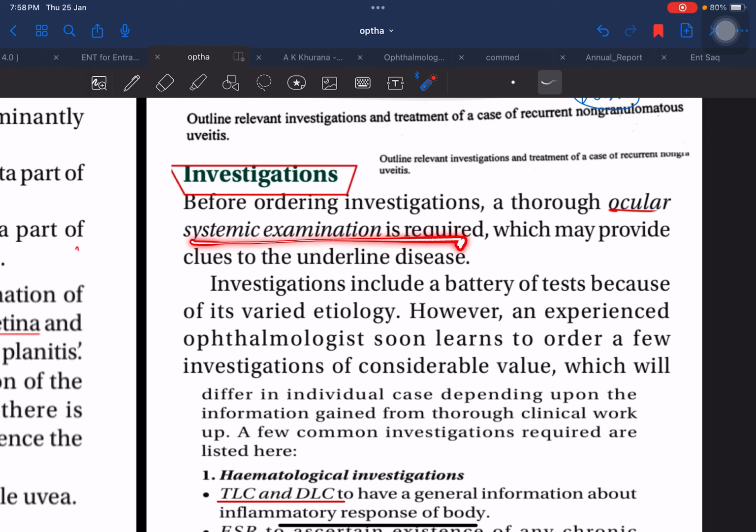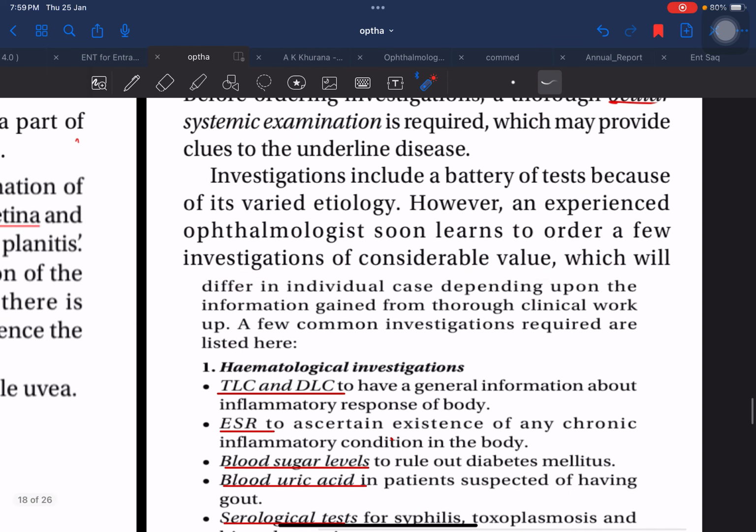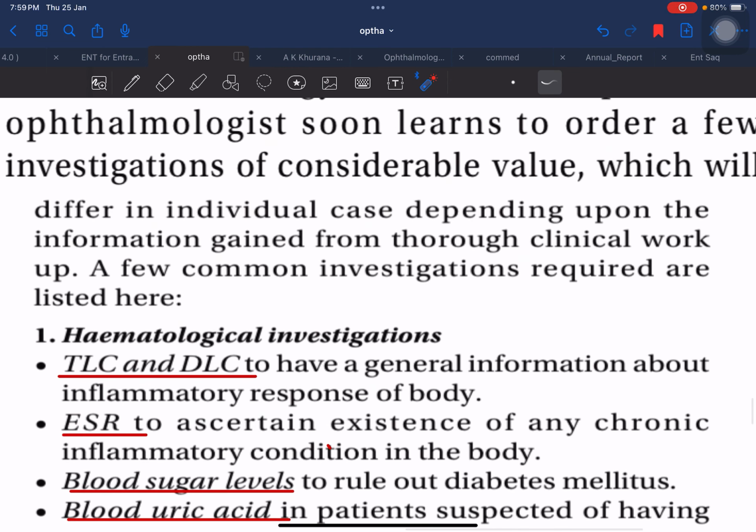We will examine visual acuity. We'll go through the examination of lids, conjunctiva and cornea. We'll do slit lamp examination. We'll look at the irrigation of the lacrimal sacs. We'll perform all of these. Investigations include a battery of tests because of varied etiology. However, an experienced ophthalmologist should order a few investigations of considerable value, which will differ in each individual case depending upon the information gained through clinical work. A few common investigations required are listed here.